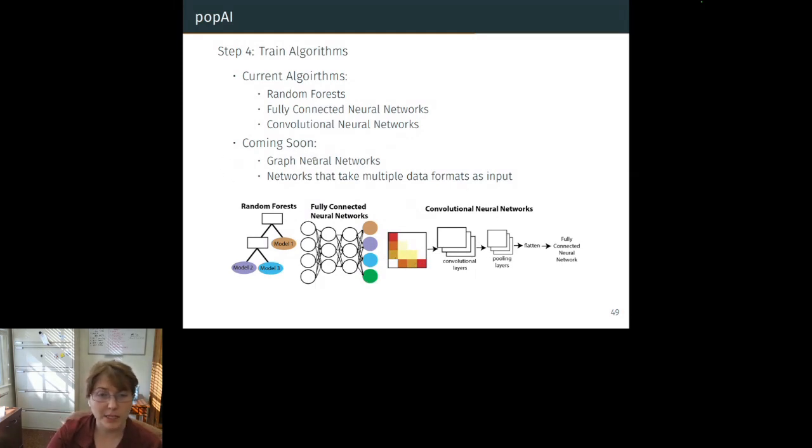We're currently implementing graph neural networks for analyzing gene trees and networks that can take multiple data formats as input, so that users could use both site frequency spectra and gene trees to make inferences.